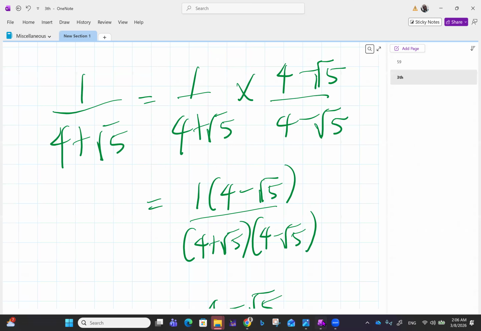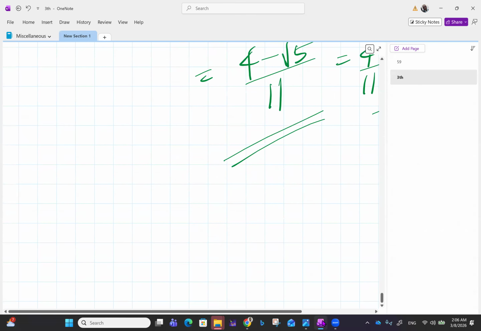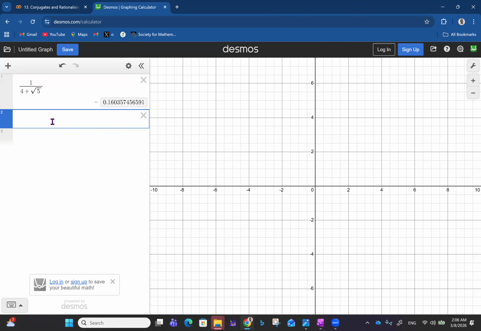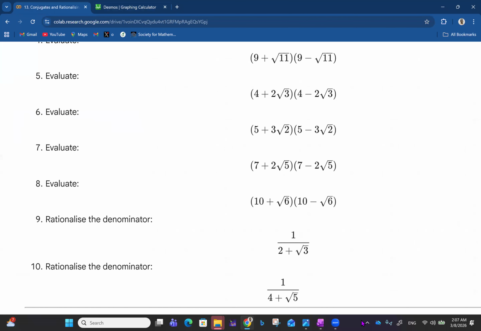And when we rationalized, we ended up getting 4 minus root 5 over 11. So we got 4 minus square root of 5, all over 11. You see the result is exactly the same thing. So that's to show they are exactly the same.